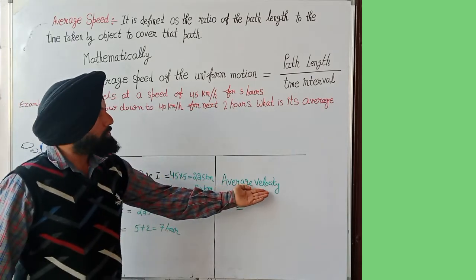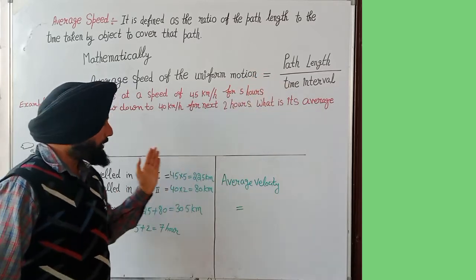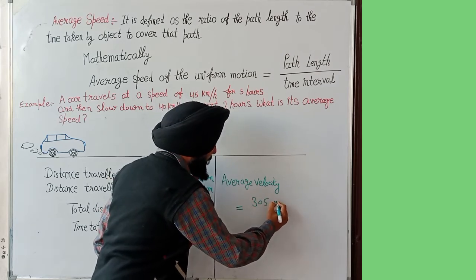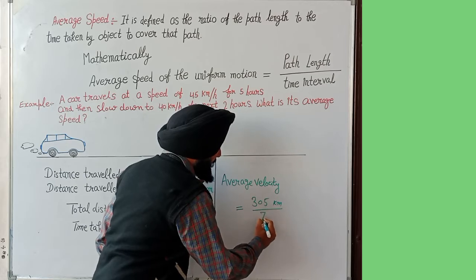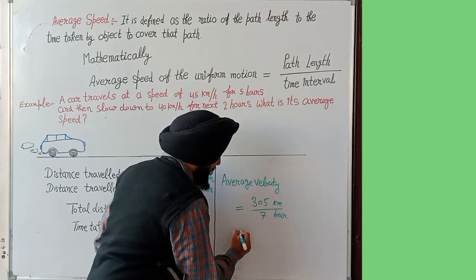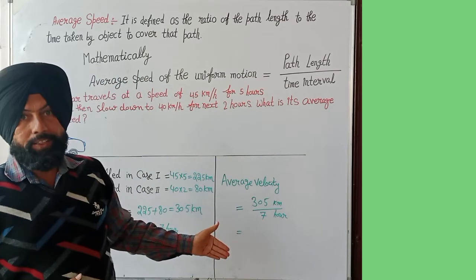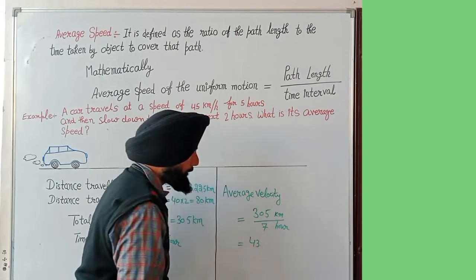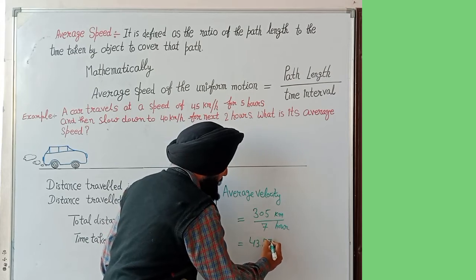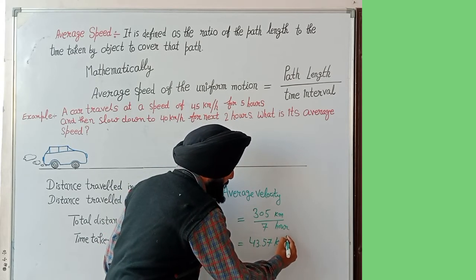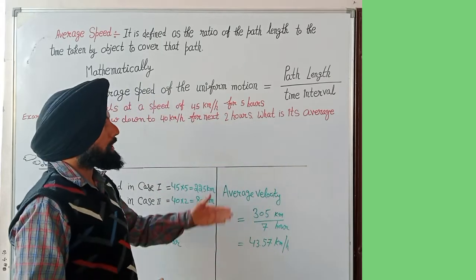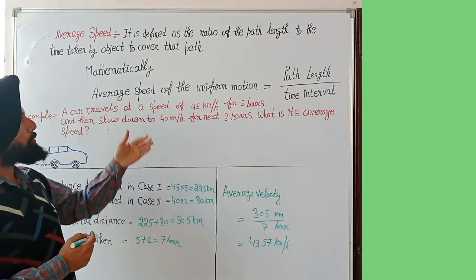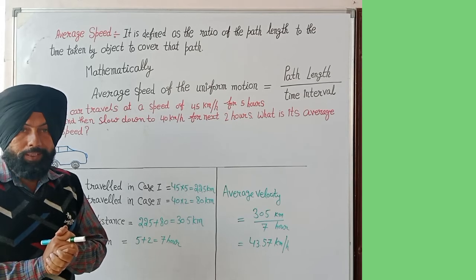Now, what is the average speed? Path length, in this case, is 305 kilometer, and time taken is 7 hours. Now, after solving it, our result is 43.57 kilometer per hour. Now, I hope you will understand the concept of average speed.